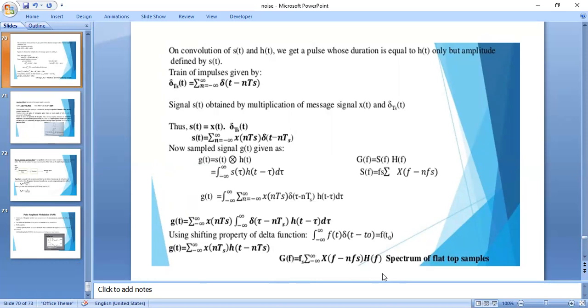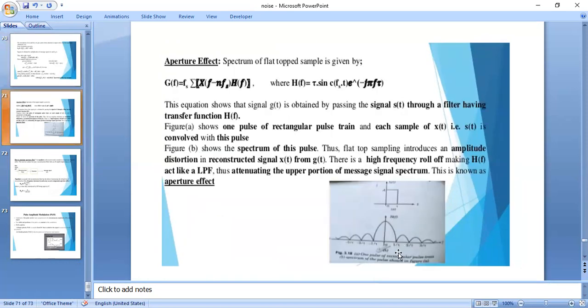Here you may observe the spectrum of flat samples. The drawback is that we have the aperture effect. Going to high frequencies, the spectrum will be attenuated. If the frequencies increase, the upper portion of the spectrum is attenuated. This is what we call the aperture effect.